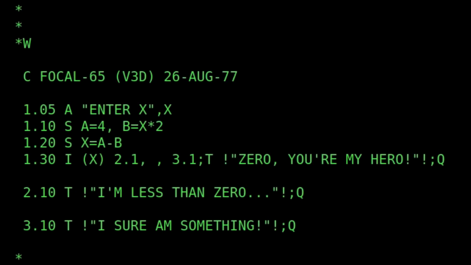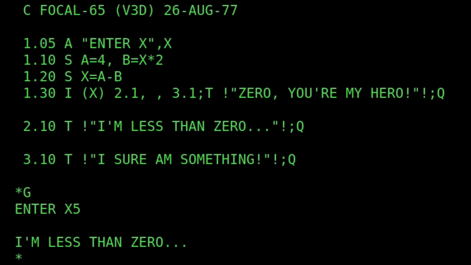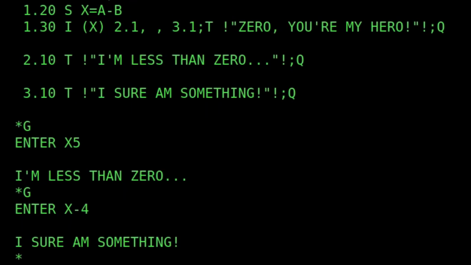All right, let's feed it a number. How about I type go and enter X, and let's say I give it a 5, which will make B 10, and I'll make X 4 minus 10 minus 6, so I'll have a negative number. Yep, it sure is less than 0. Let's give it a negative number. So we'll end up with, say, 4 minus negative 8, which is positive 4. You betcha. And of course, we have to make sure that we get our 0 test in.